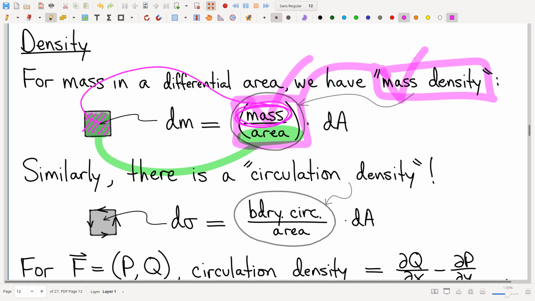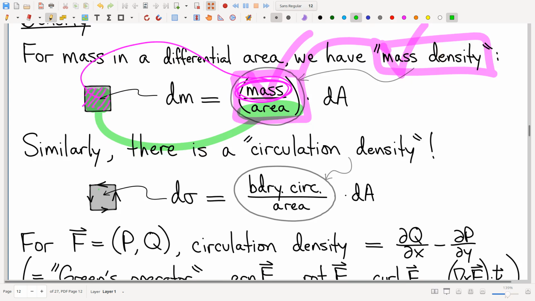All right, so I'm going to now take this same idea and apply it to this new accumulating quantity. Looking at this little thing down here, there's a certain amount of area in there, and we can talk about this accumulating quantity called boundary circulation. And in that region, there is a certain amount of boundary circulation. It's an accumulating quantity, just like mass is. It has location, just like mass does. You can talk about how much boundary circulation there is for that piece, just like you can talk about how much mass there is in that piece.